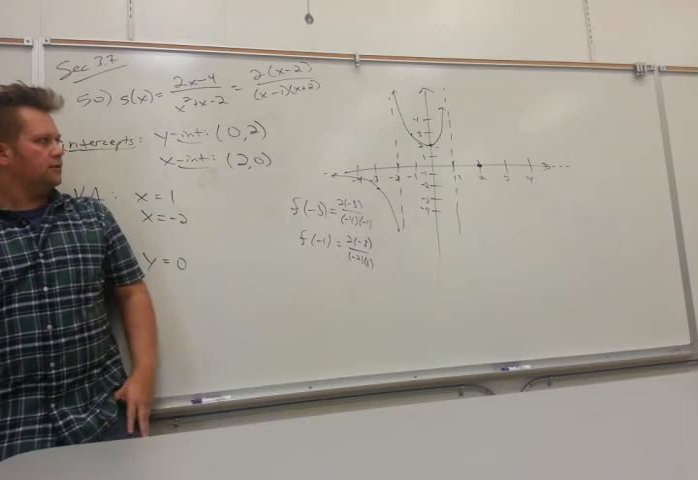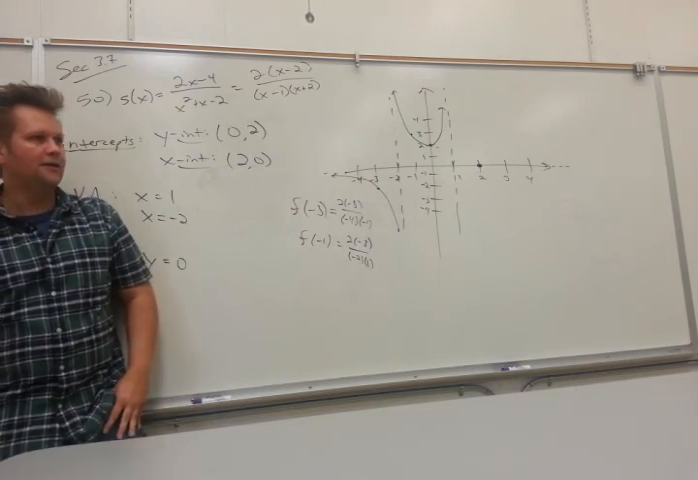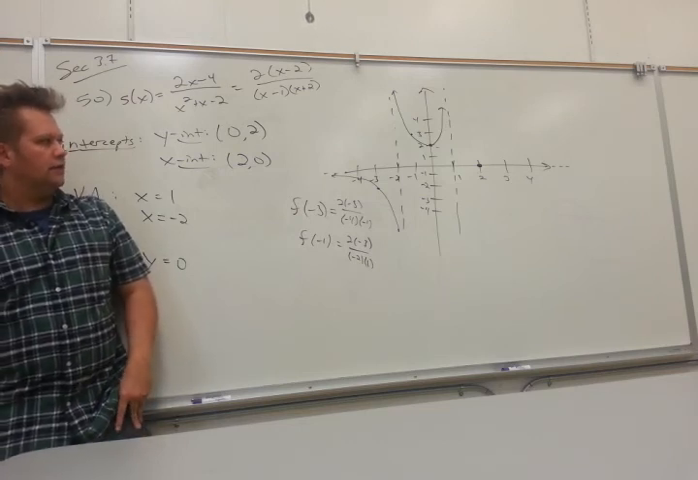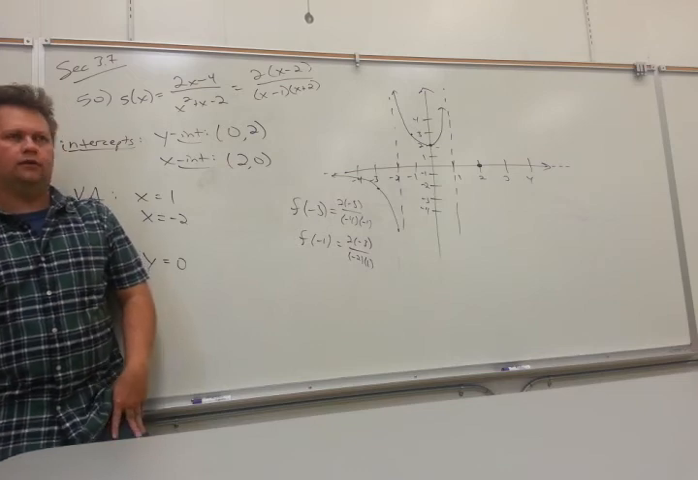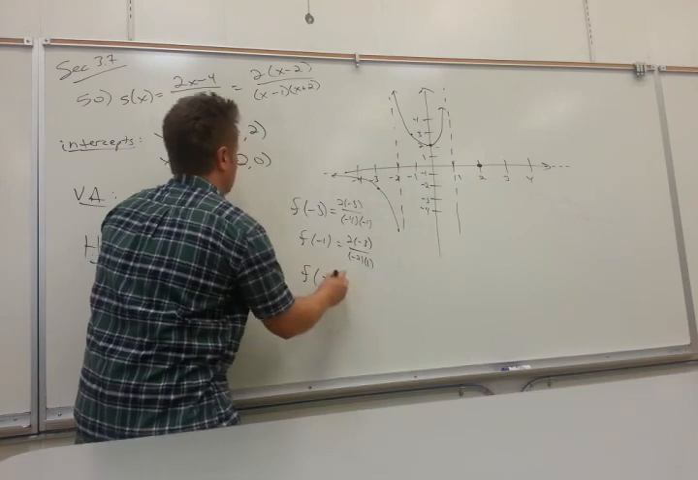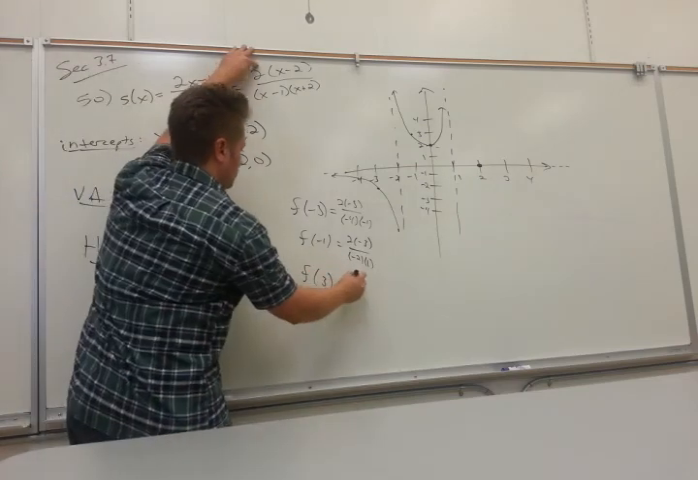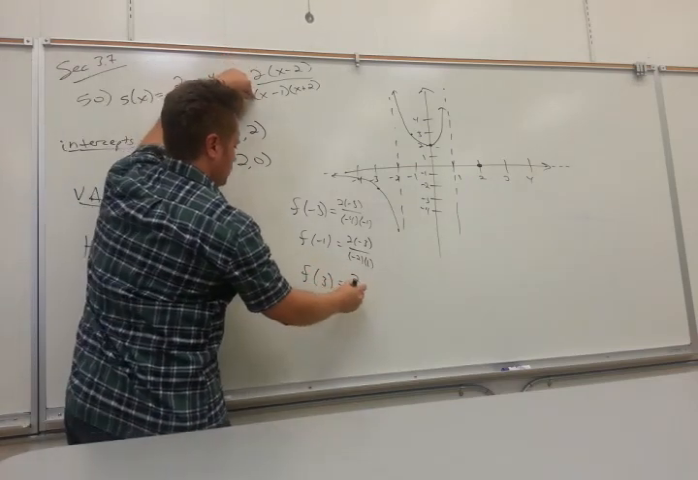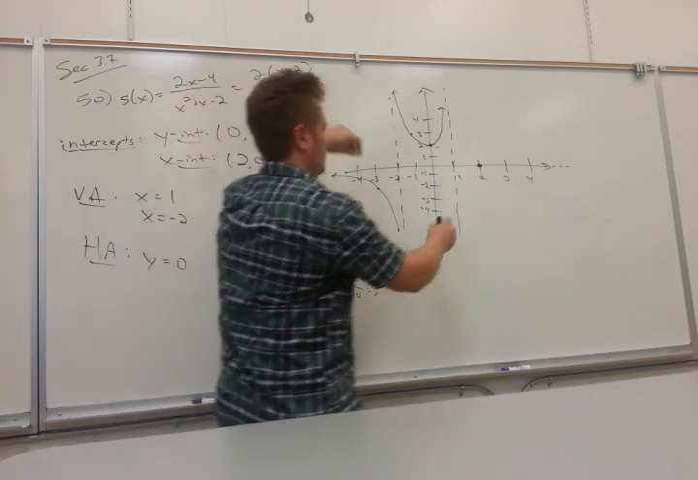So I got a couple things I could do. All I really need is to put in a line like f of 3. Let's see what f of 3 is. Put a 3 in there, I get 2 over 2 times 5, so I get 2/10, 1/5.